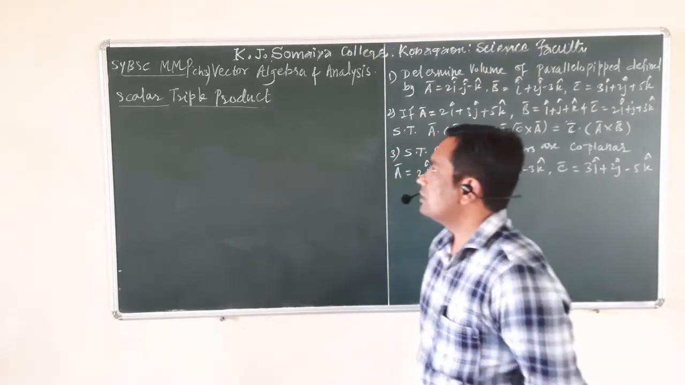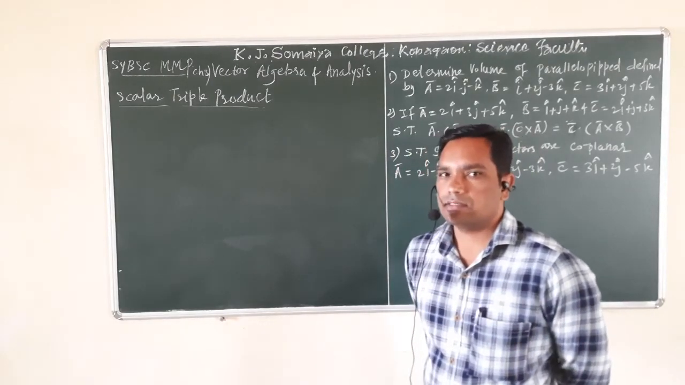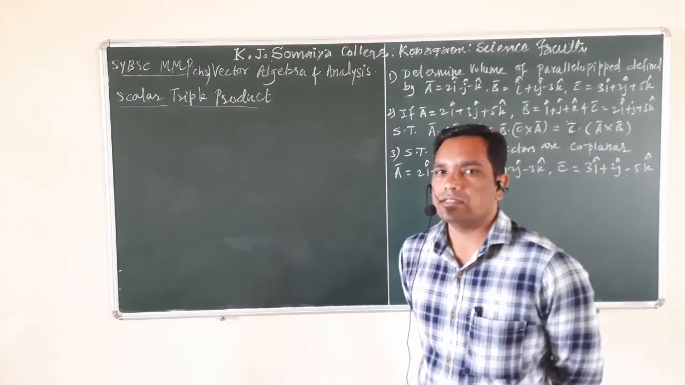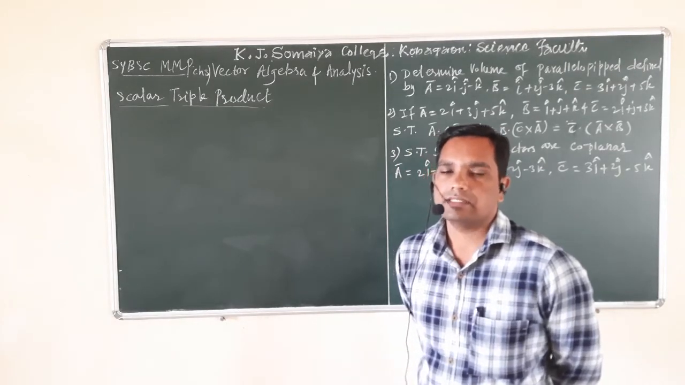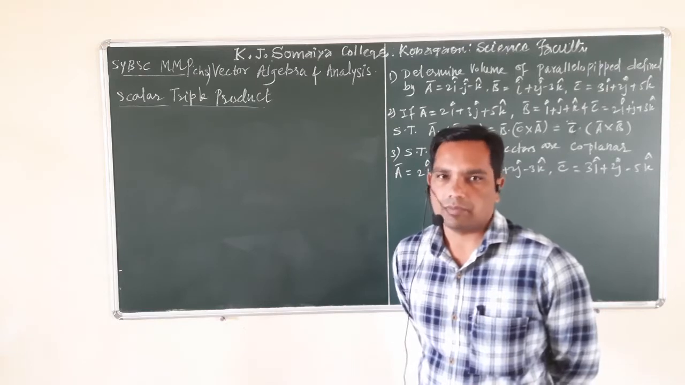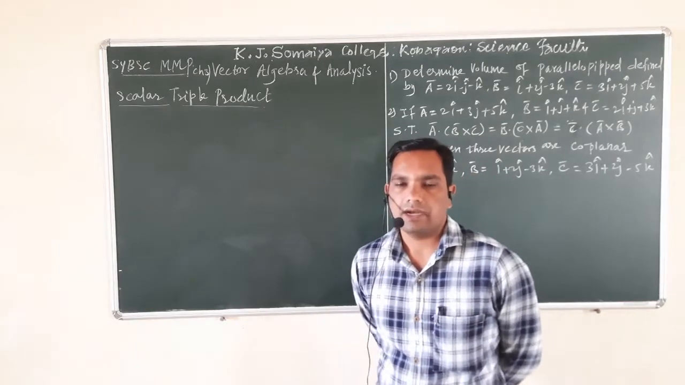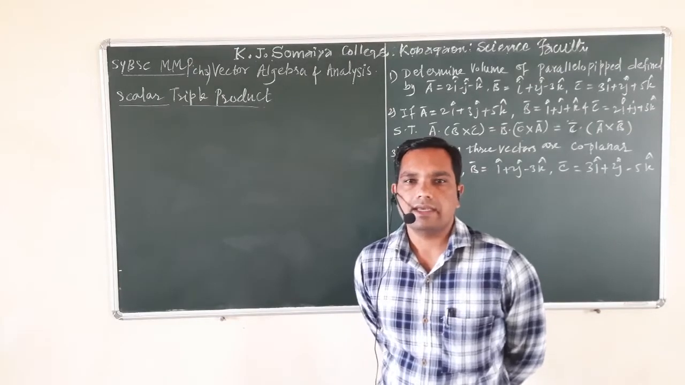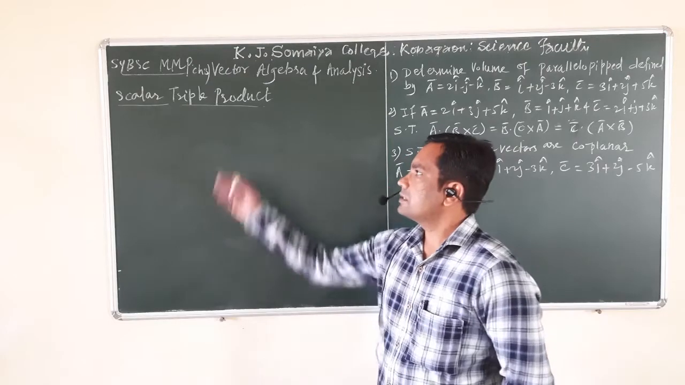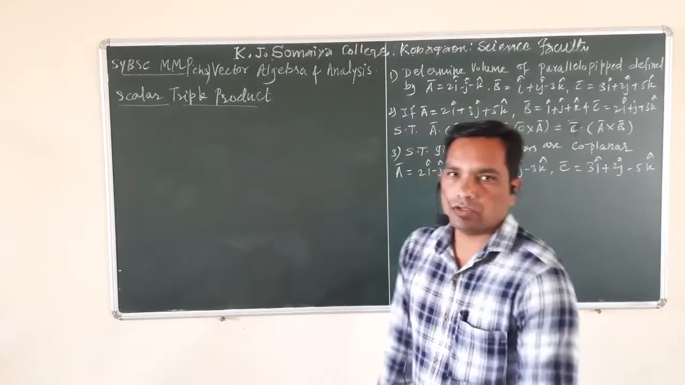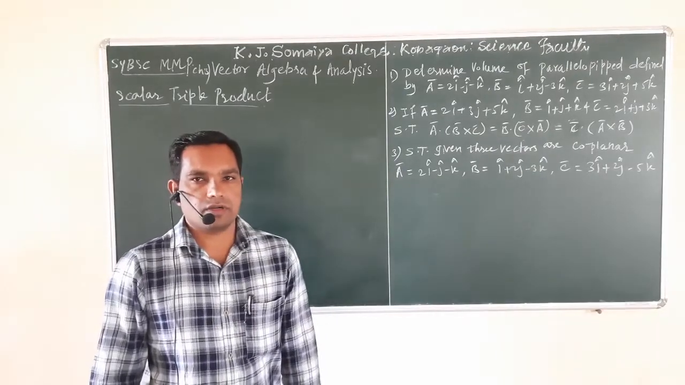Similarly, for three vectors, if we multiply three vectors and we get resultant quantity as a vector quantity, then we call that vector triple product. And if we multiply three vectors and we get resultant quantity as scalar, then we call that scalar triple product. Okay, so first of all we are going to see definition of scalar triple product.